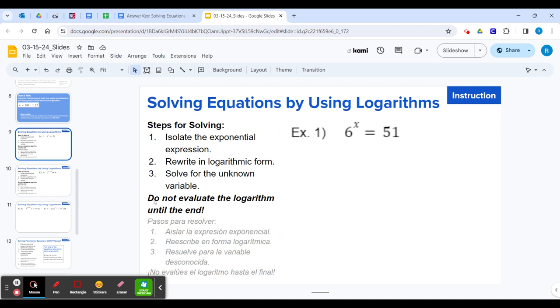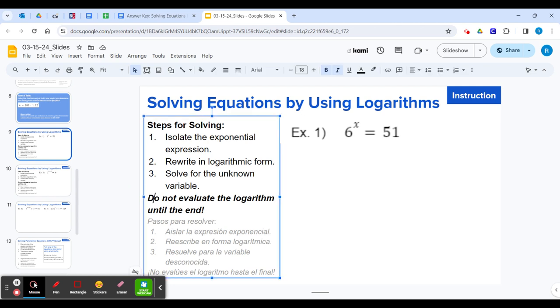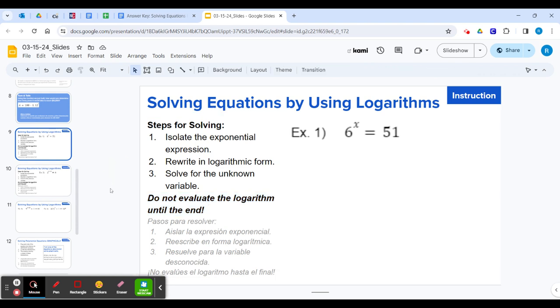One thing to note is we want to wait until the end to evaluate the logarithm. That way we're not dealing with a bunch of nasty decimal numbers in the middle of our problem. So if we look at example one, it says isolate the exponential expression. We don't actually have to do that here. It's already done. That means we have a base, we have an exponent, and we have an answer. So we are isolated in that case. We don't have to worry about that problem.